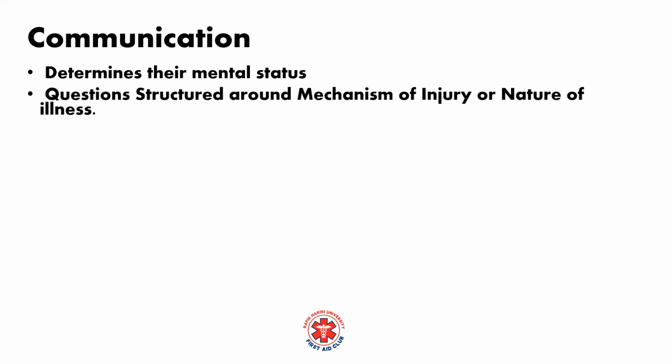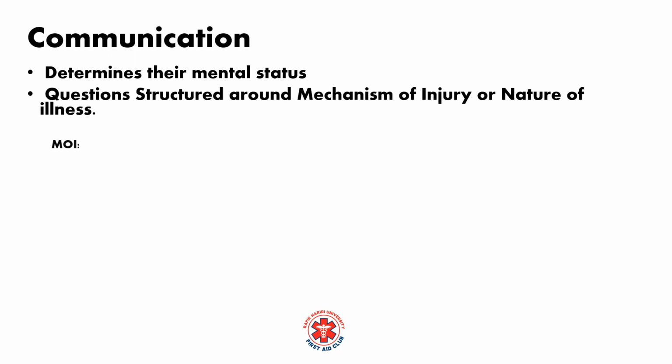The questions we ask are structured around the mechanism of injury. Mechanism of injury means that it will lead to a mechanical break in the skin, the bone, and cause bleeding. The nature of illness would be an environmental factor that provoked an underlying medical disorder, like asthma, for example.